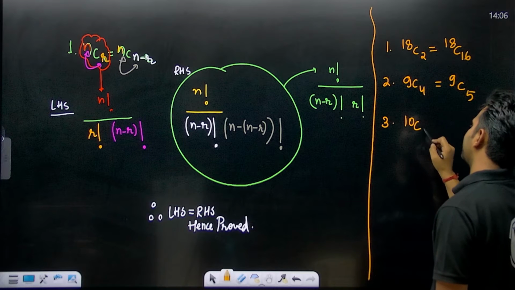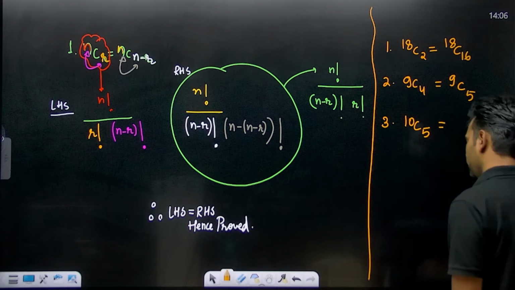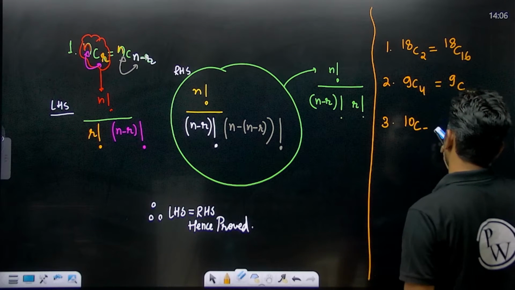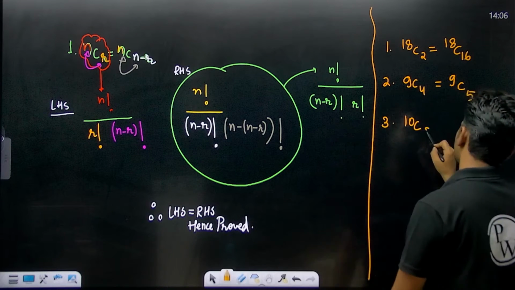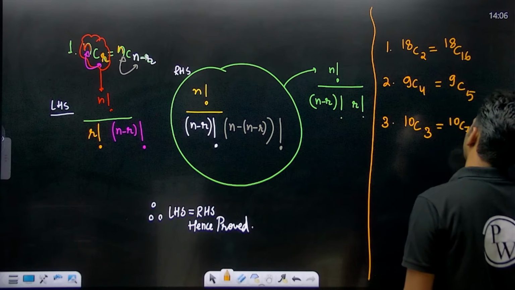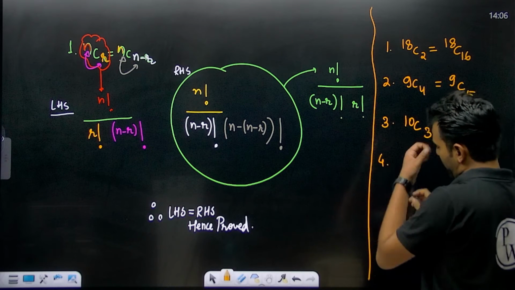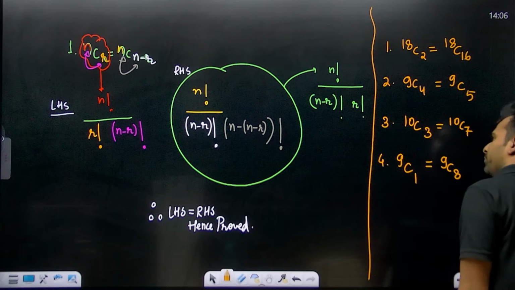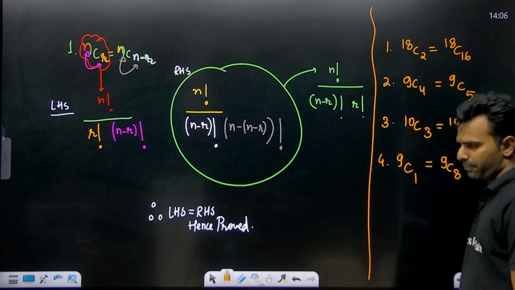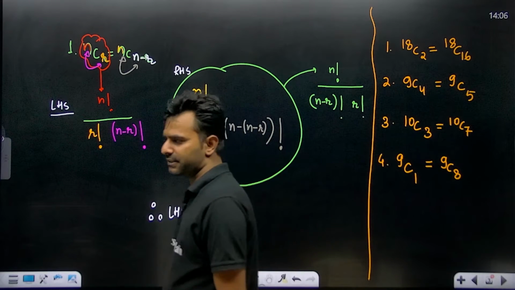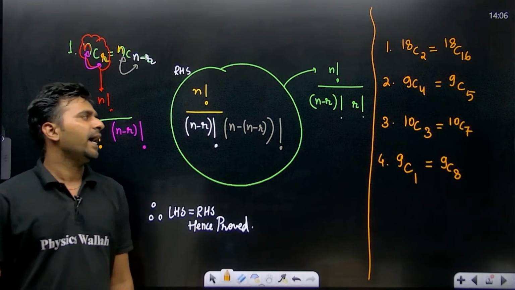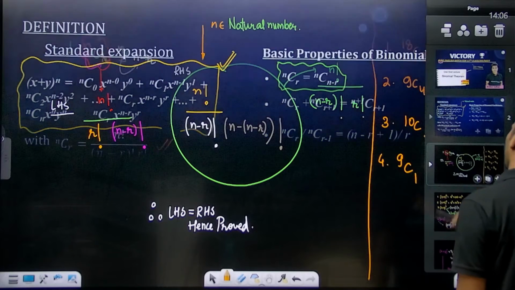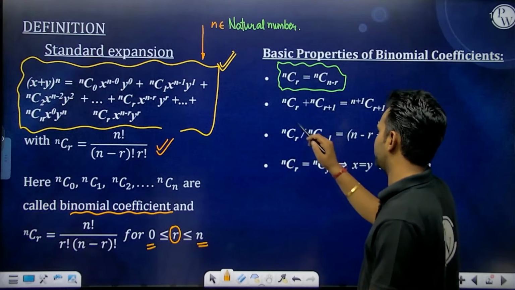If we talk about 10C5, this will be equal to what? It will be equal to 10C5 only, sir. I said okay. 10C3 will be equal to what? By using this property, 10C3 will be equal to 10C7. If we talk about 9C1, it will be equal to 9C8. I hope you are fine with this property, that is nCr equals nC(n minus r). Clear, everyone?